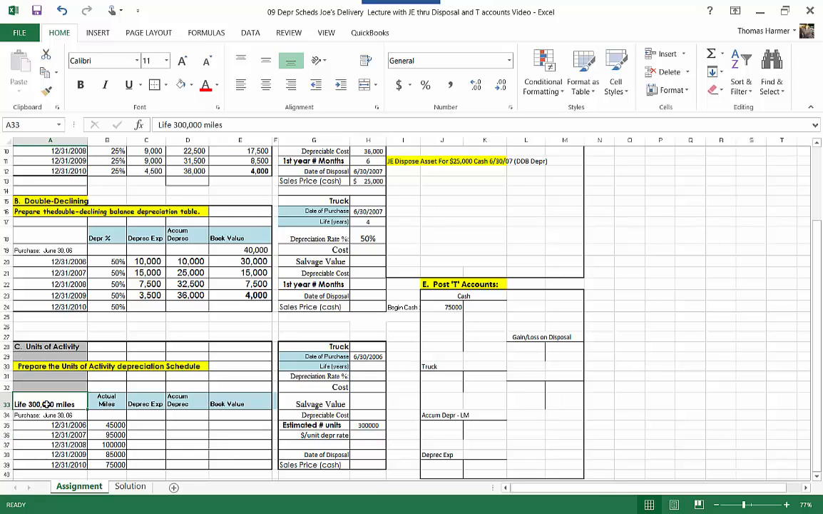which we got shown over here. Okay, we've got the cost is 40,000. The salvage value is 4,000. And so our depreciable cost again is 36,000, okay? So we deduct the salvage value for straight line and units of activity depreciation, but we do not for double declining balance.